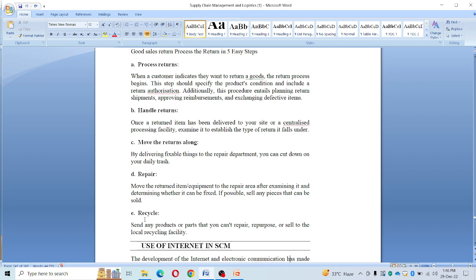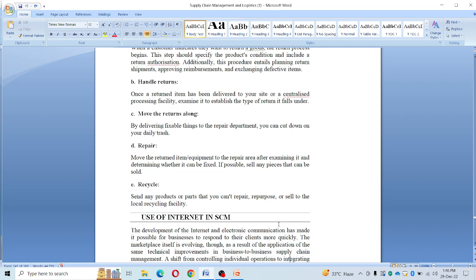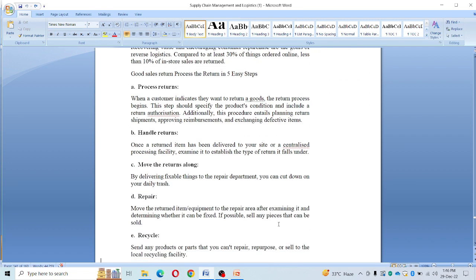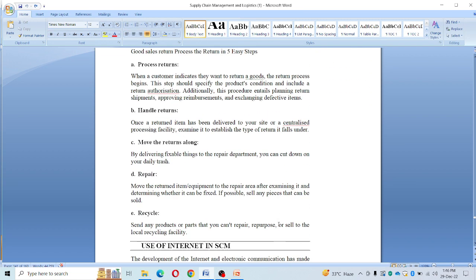Recycle: you can send any product which you can't repair or repurpose, you can sell it to a local recycling facility also if it is totally scrap in nature. So this way this sales return involves process return, handle returns, moving the returns along, repairs and recycling.